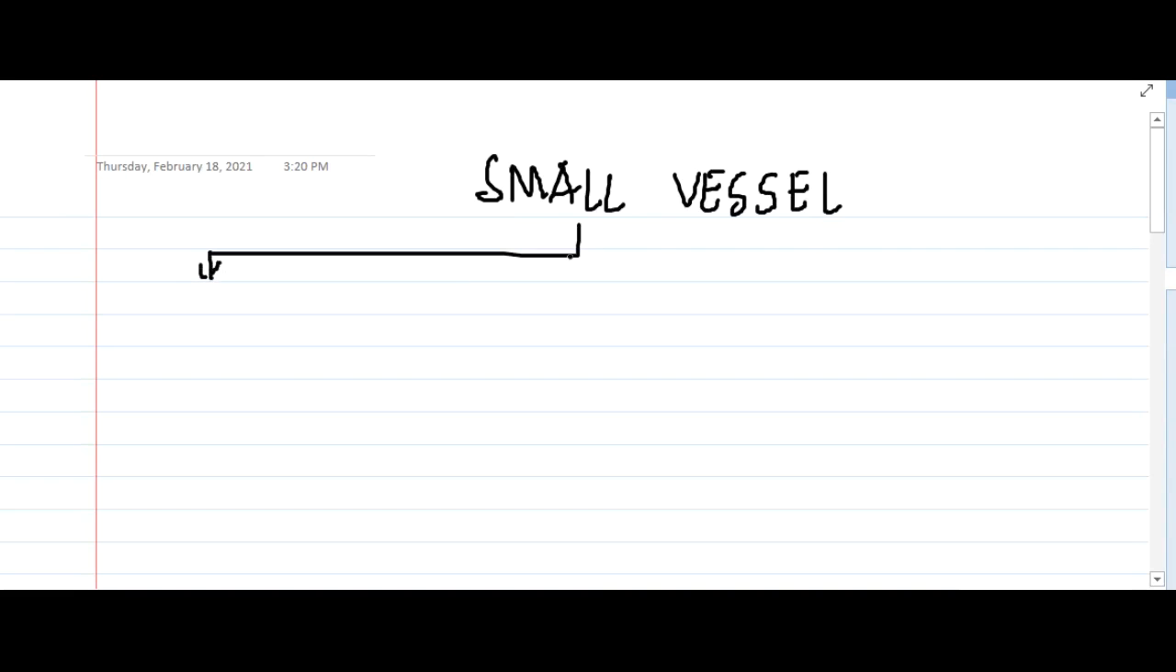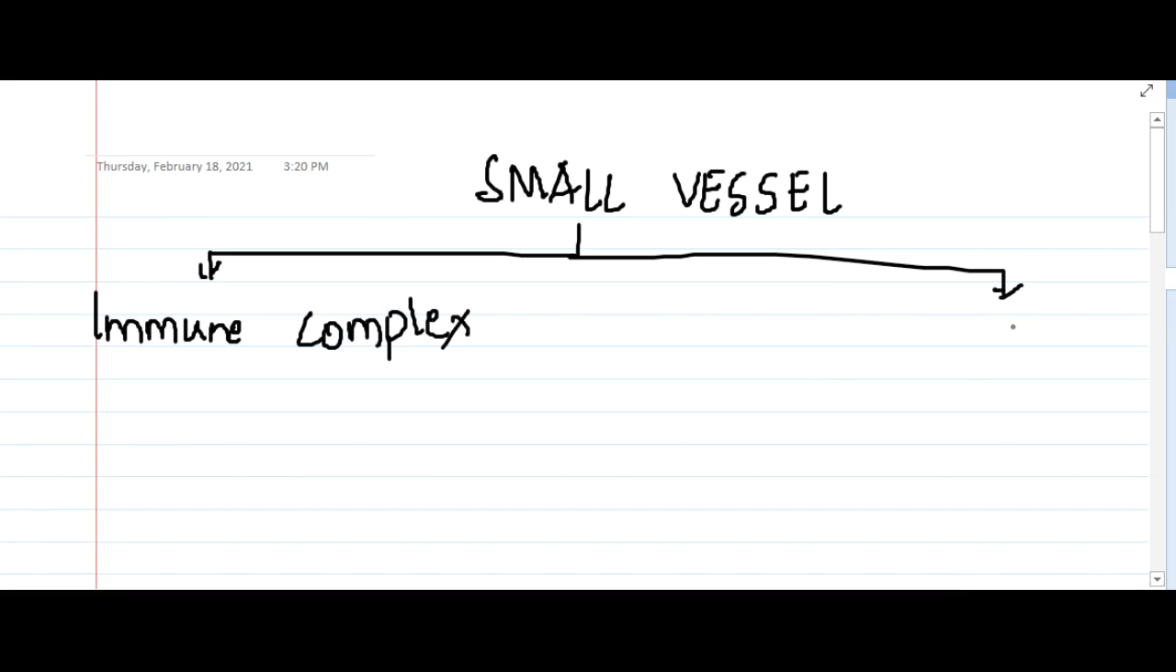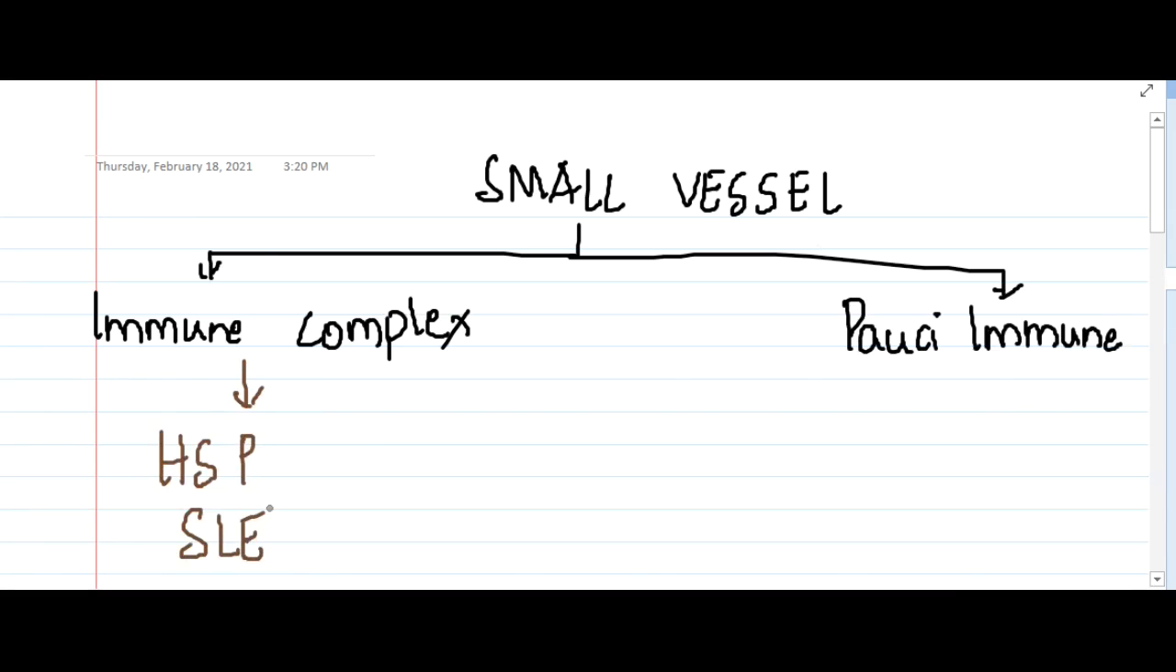Hello friends, now let us see some classification of small vessel vasculitis. Small vessel vasculitis can be divided into two types. One, we have immune complex disease, and second we have pauci-immune type of vasculitis. So first, the immune complex disease includes Henoch-Schönlein purpura and systemic lupus erythematosus.